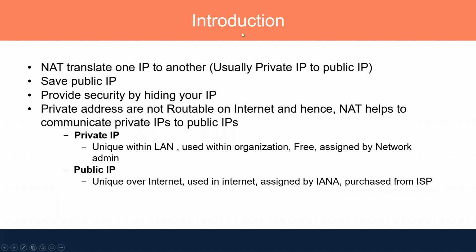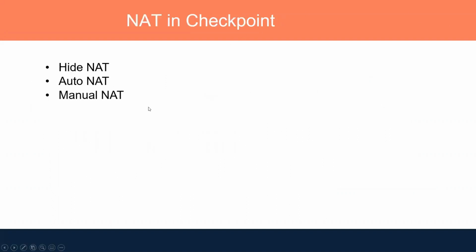So if you talk about Checkpoint netting, how Checkpoint supports net: in Checkpoint we have three types of netting. If you want to configure netting in Checkpoint, you can configure it in three ways. One is hide net, another is auto net, and the last one is manual net. If you know about netting, hide net is basically a kind of PAT. When you configure hide net, this is PAT, port address translation. That means one IP or multiple IPs can be netted by a single public IP address. So this is equivalent to PAT.